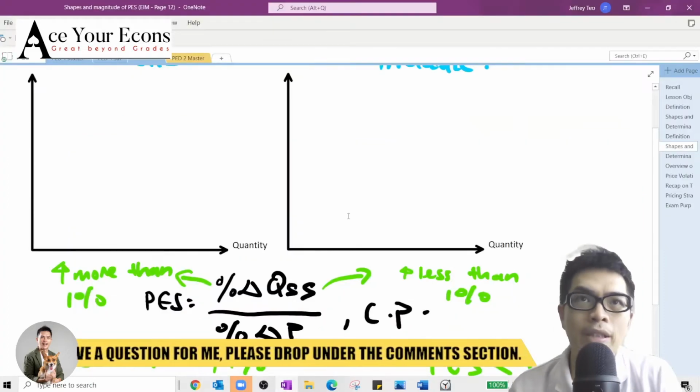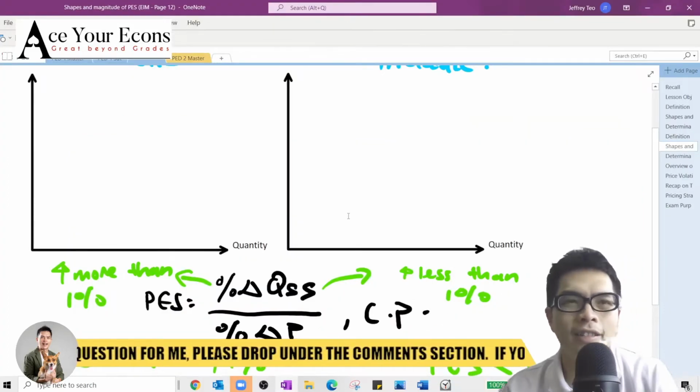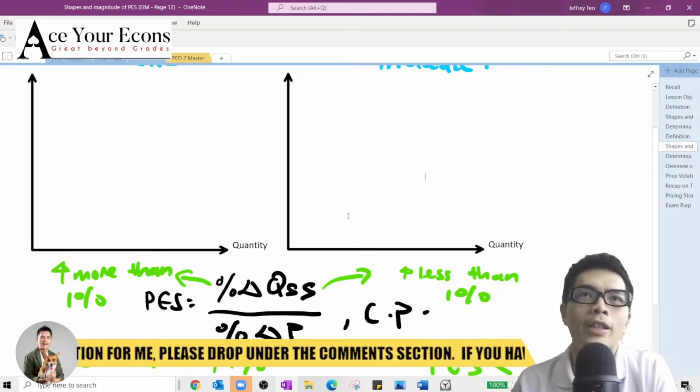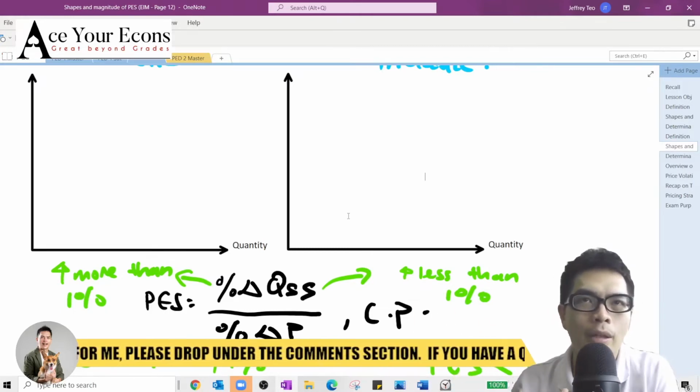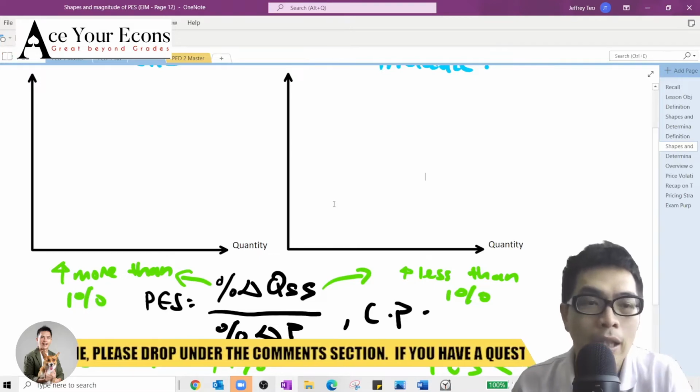You realize that Mr. Teo likes to build things from scratch, right? I like to draw things. I'm a creator, that's why I don't like to use the book too often. I use the book to sum up things easier.